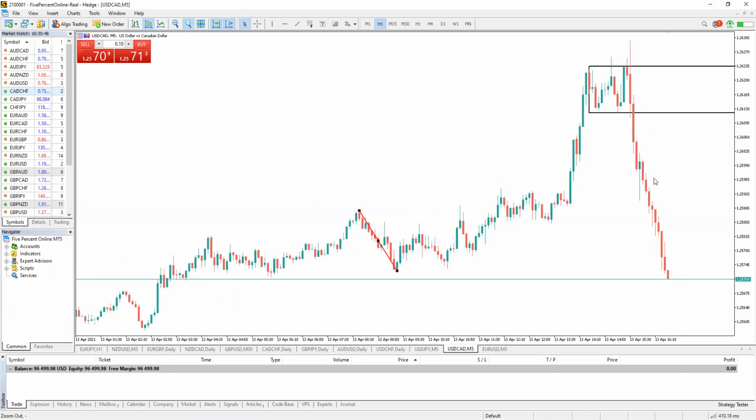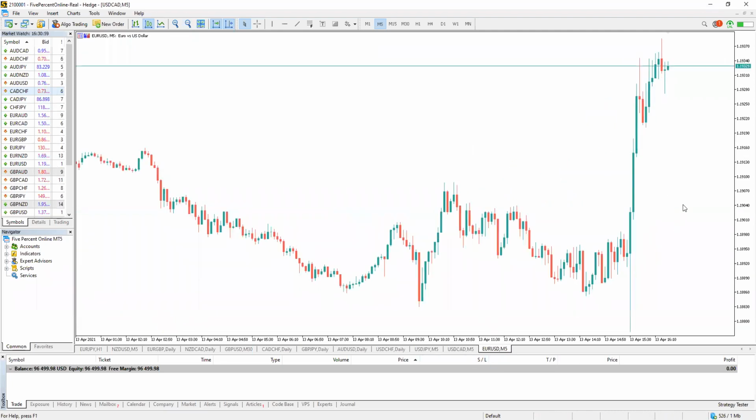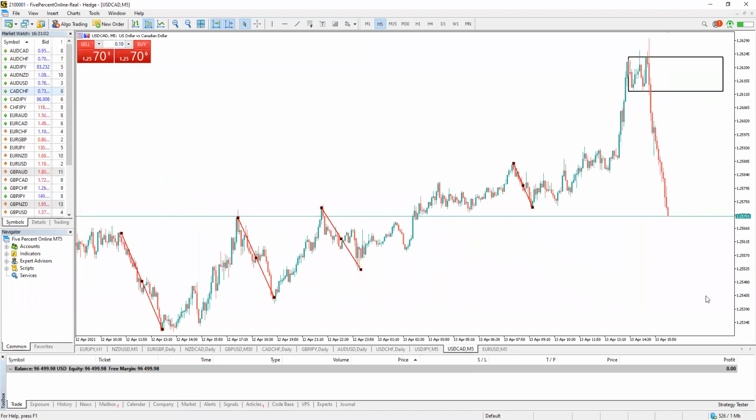So I'm expecting this to continue lower, but in order for that, it needs the same as here. Okay, it needs either a sideways movement or a retracement in order to continue lower. So we could start to fade that market.